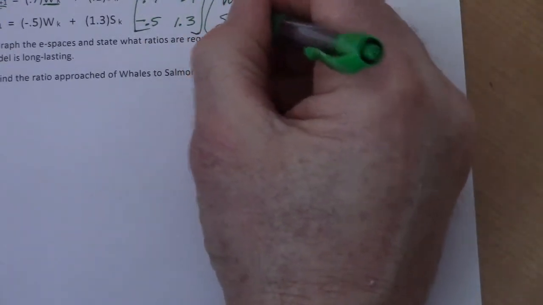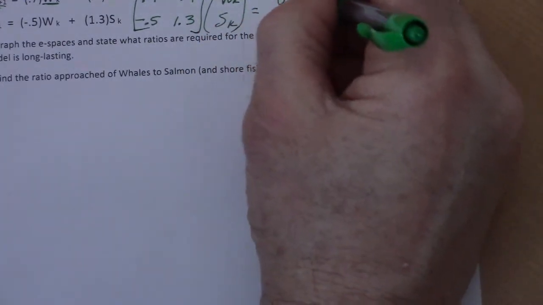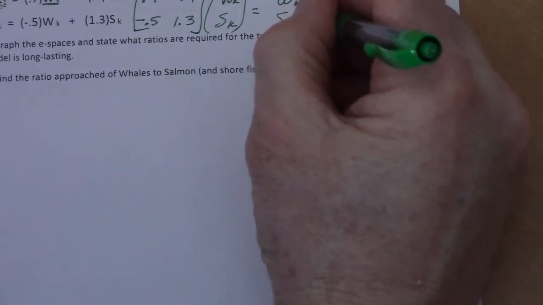Now, of course, the idea is if you take any particular whale population at some point in time compared to its salmon population in thousands, you're going to get next season's or next year's whale population and next season's salmon population in thousands.